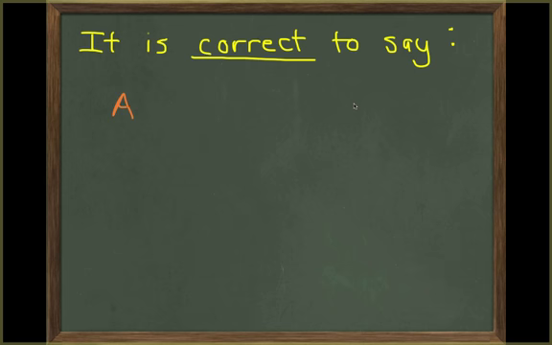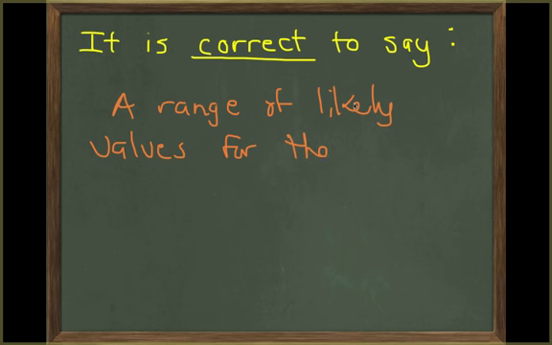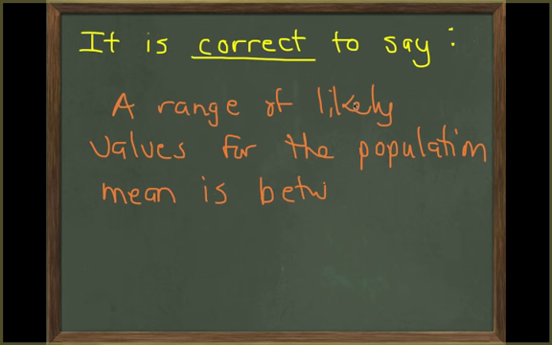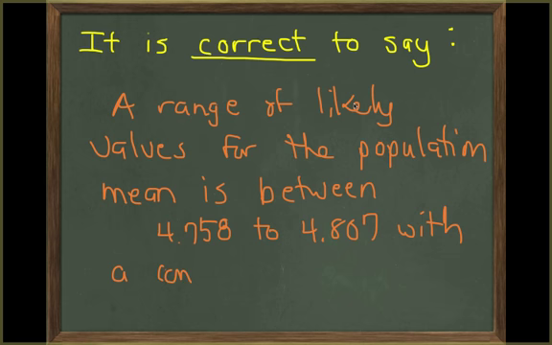It is correct to say that a range of likely values for the population mean is between 4.758 to 4.807 with a confidence level of 90%.